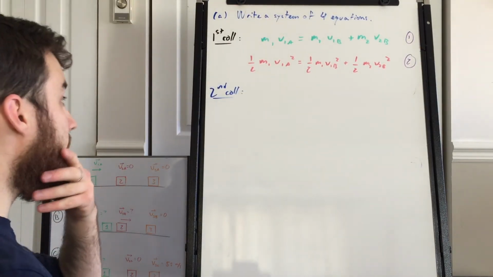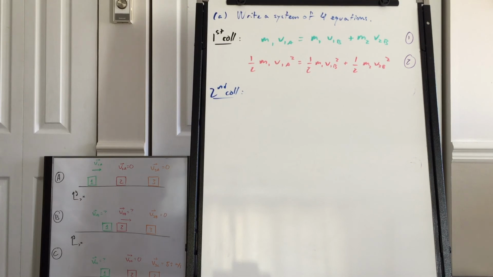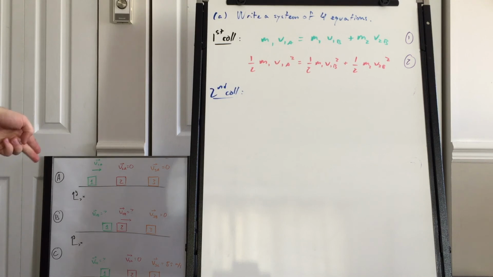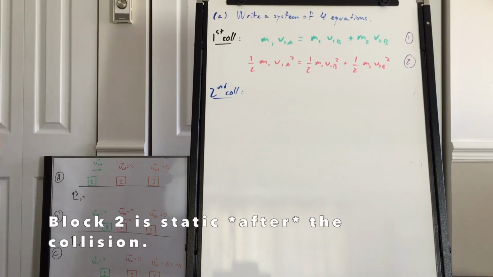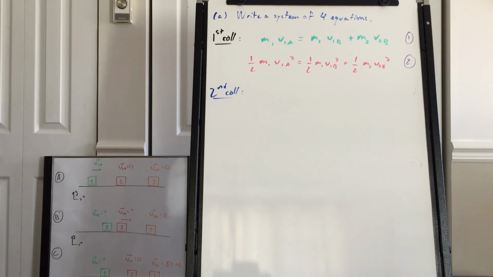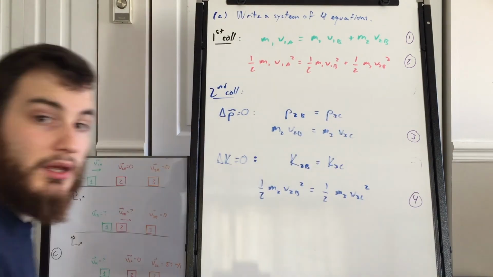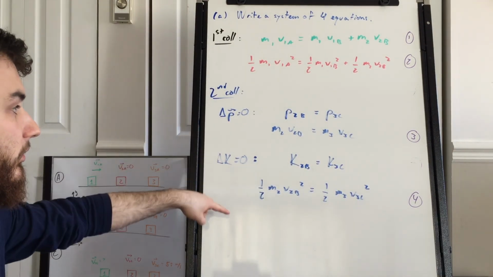For the second collision, we do the same step. We consider now for the second collision from B to C, only blocks 2 and 3 are involved. Block 3 at the beginning is static, it has no momentum or kinetic energy, and block 2 at the end is static, it has no momentum or kinetic energy. So I'll skip a couple of steps, but this is what it looks like. And these are our equations 3 and 4.